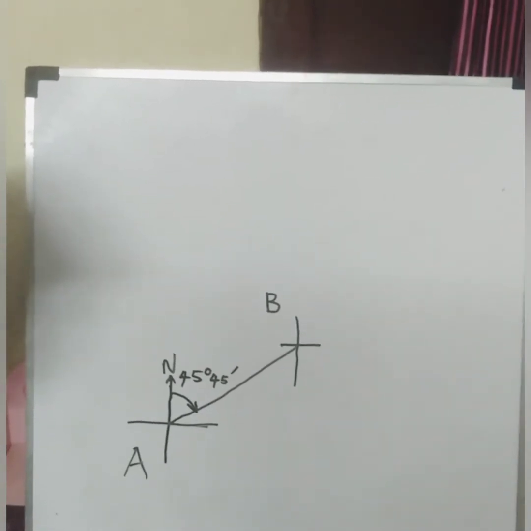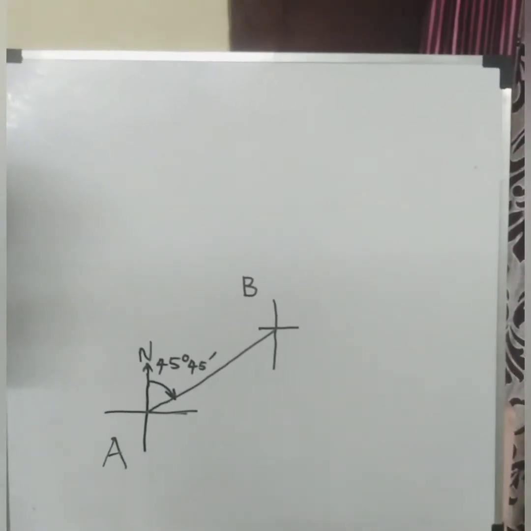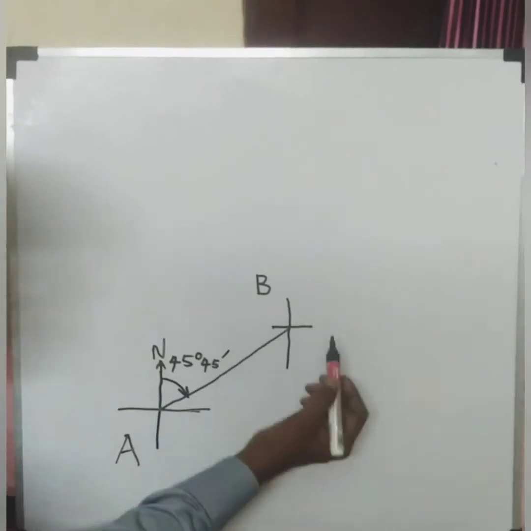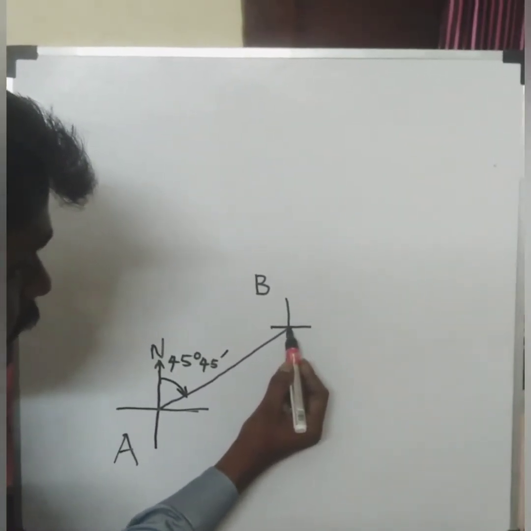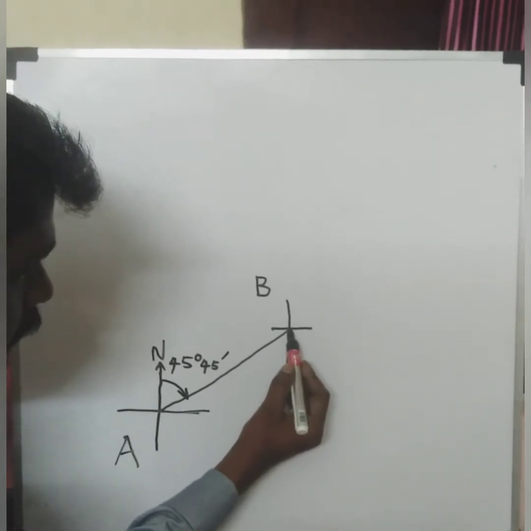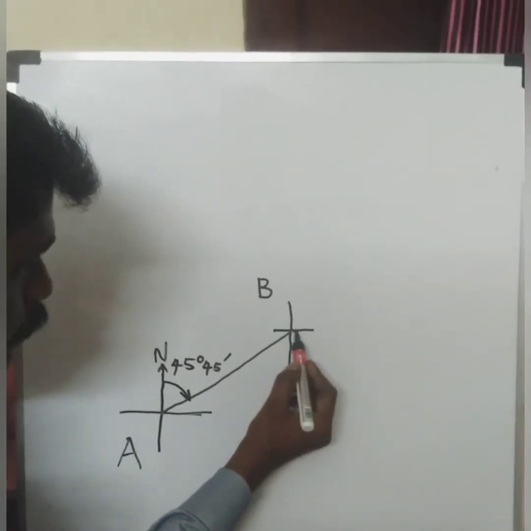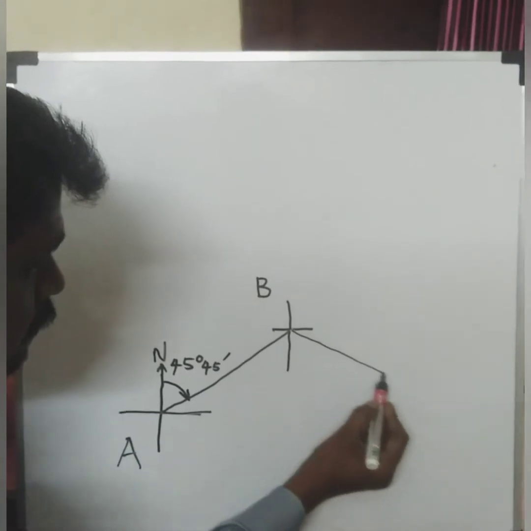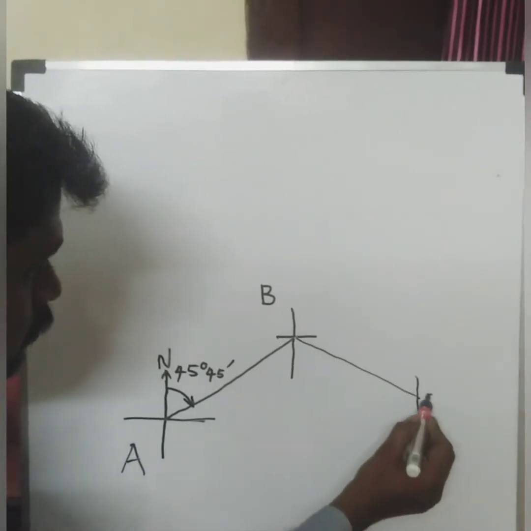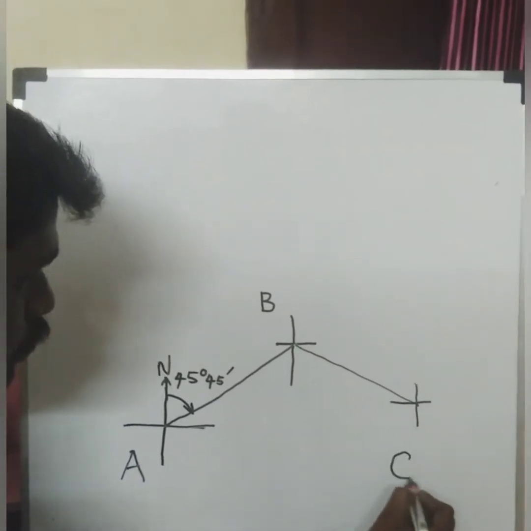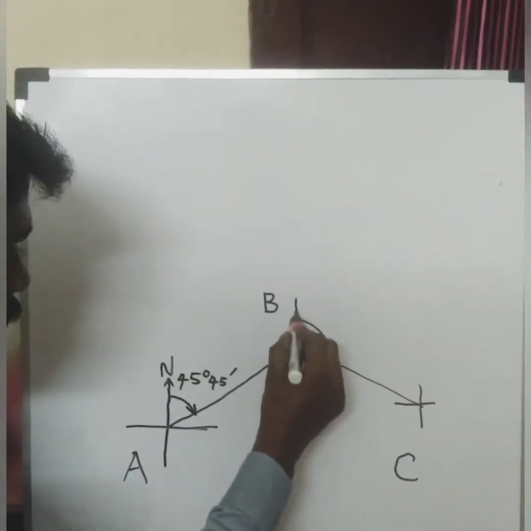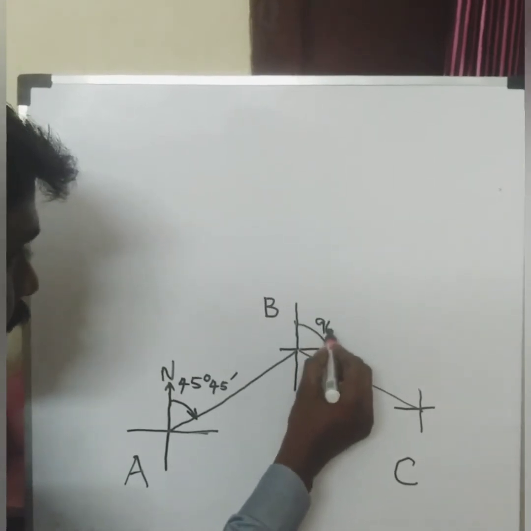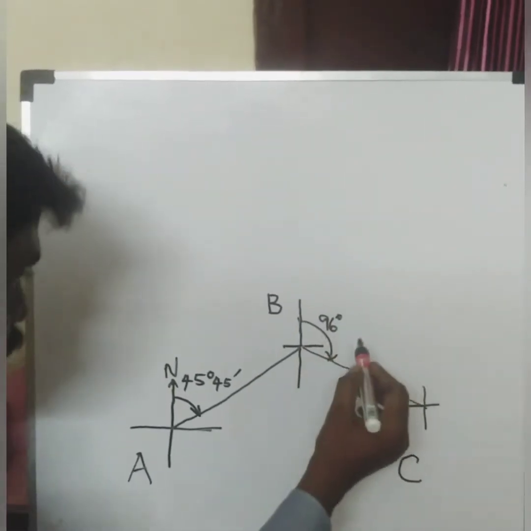Next, given line BC, the observed fore bearing is 96 degrees 55 minutes. 96 degrees is greater than 90 degrees, so it lies in the second quadrant, near the 90 degree direction, towards C. The observed fore bearing towards C is 96 degrees 55 minutes.